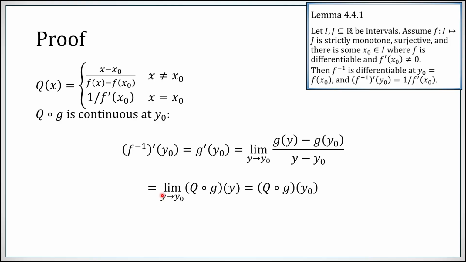We're now taking the limit as y approaches y naught of Q of g, which is continuous at y naught, so just plug in the value y naught. What is g of y naught? It's x naught. So Q of g of y naught is Q of x naught. What's Q of x naught? Because it's continuous, 1 over f prime of x naught. So what have we shown? The inverse function derivative at y naught is 1 over the derivative of the original function at x naught.